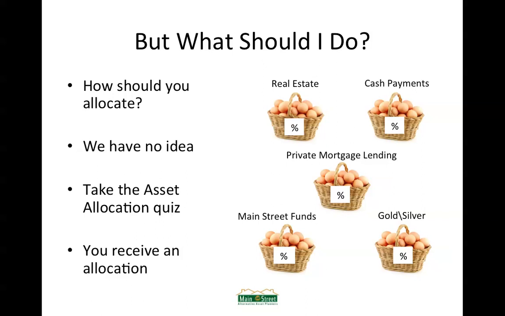And when you do, you'll receive a basket allocation where the system will put together for you an allocation of what percentage in real estate, what percentage in cash payments, what percentage in private lending, what percentage to precious metals or some of these funds. And it creates an allocation based on the success people are having that answer the questions the same way that you do. So we'd love to get you some specific information about that.